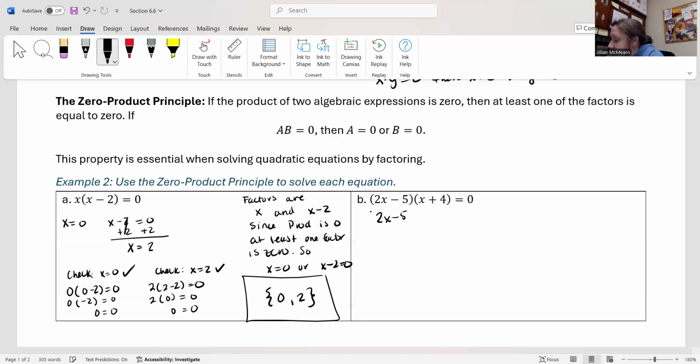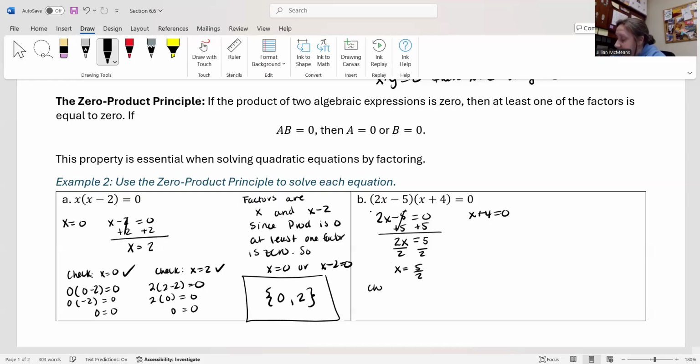So I first have 2x minus 5 is 0. Then I have x plus 4 is 0. I'm going to solve each of these individually for x. So 2x minus 5 is 0. I want to start by adding 5 to both sides. Well, on the left, 5 and negative 5 have a sum of 0. So negative 5 plus 5 is just 0. 0 plus 2x is 2x. And 0 plus 5 is 5. Now to get x alone, I need to undo the multiplication of 2 and x. So I divide both sides by 2. And I get x equals 5 halves.